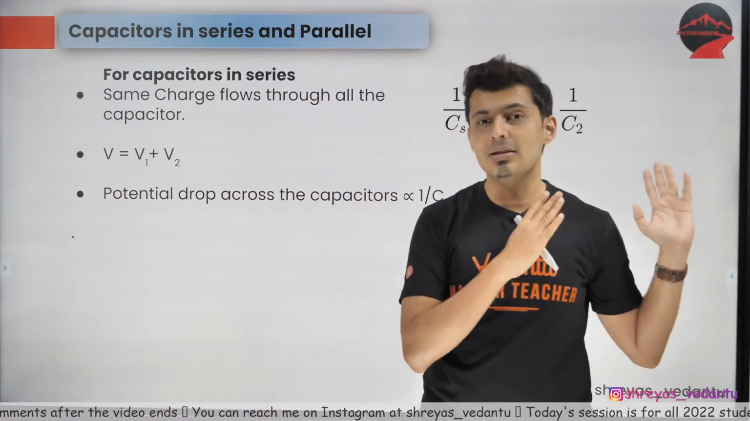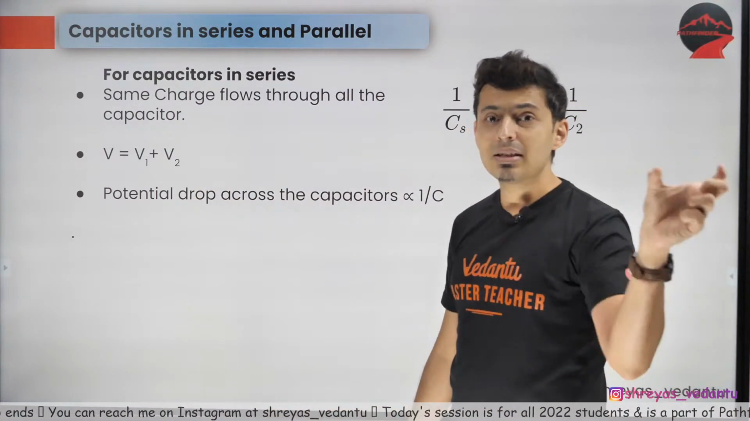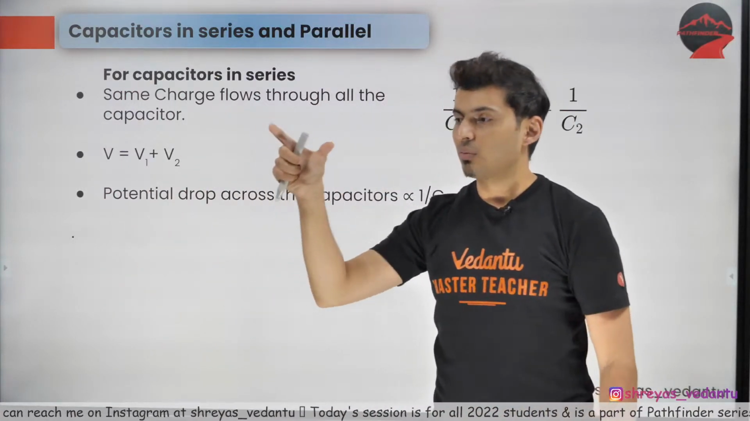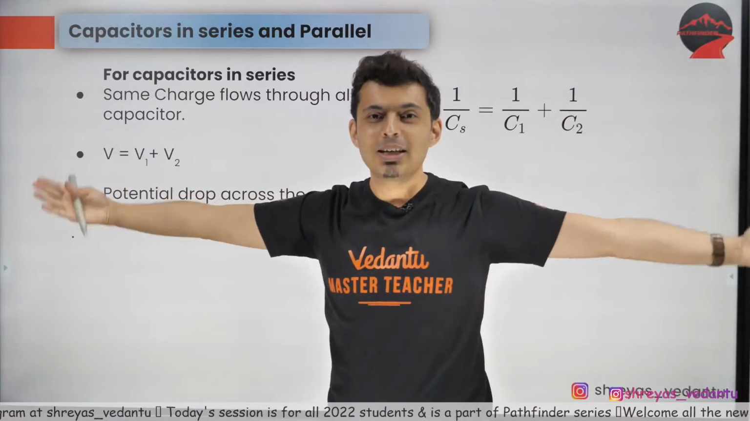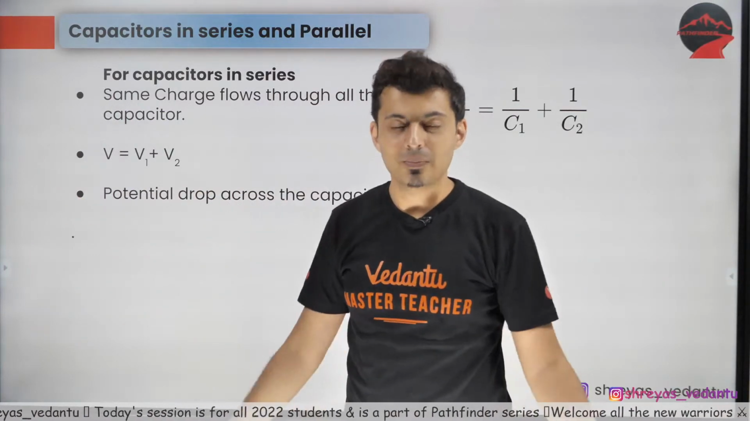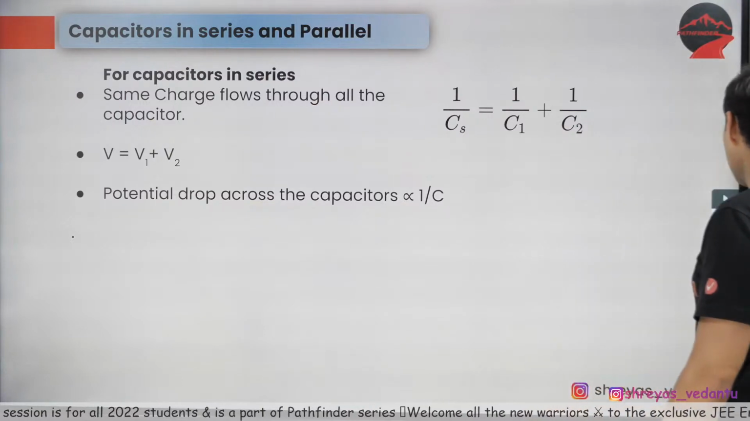We talk about charges. So the charges will be the same. And the voltages, obviously the voltage drop on 1 plus voltage drop on 2 plus voltage drop on 3, the total drop will give you the total voltage. That's what it is. So V is equal to V1 plus V2. So keep this in mind.